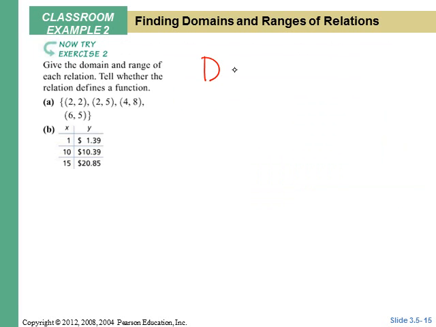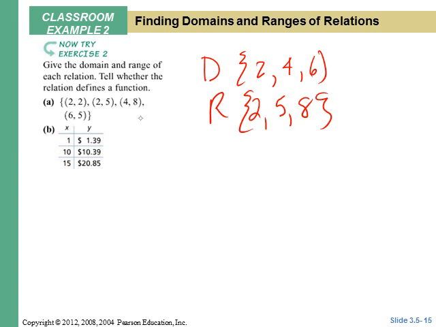The domain is 2, 4, and 6. The range is 2, 5, and 8. Is it a function? No. Why? Because 2 has two different answers.